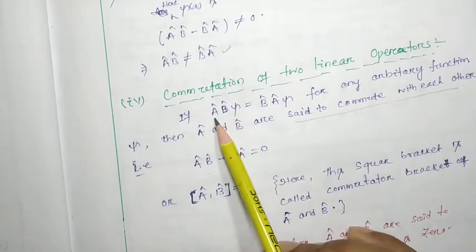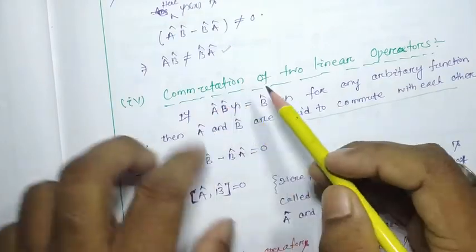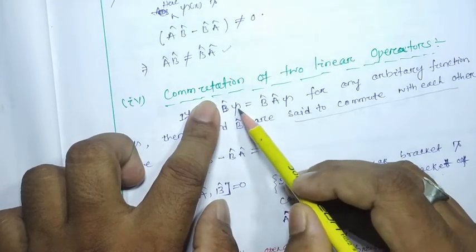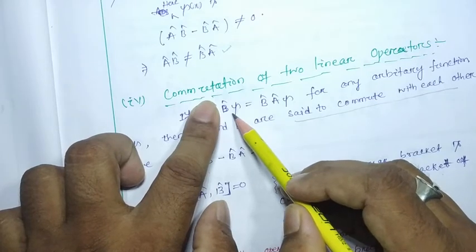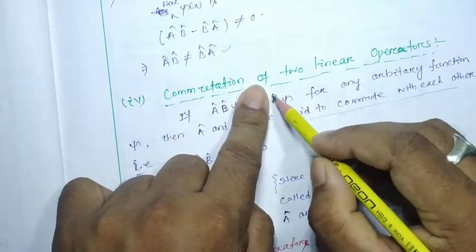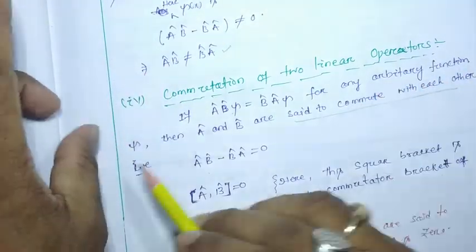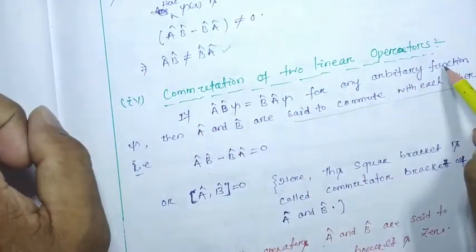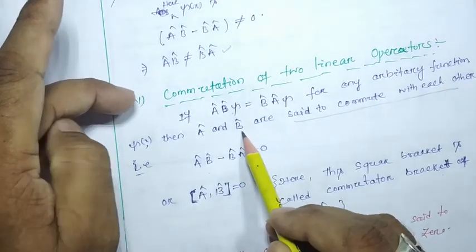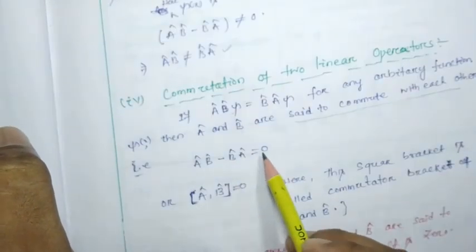That means ÂB̂ψ will be equal to B̂Âψ. Here the left hand side represents that ψ is operated on by the operator B̂ first, then whatever result we got is operated on by Â. But the right hand side tells us that first ψ is operated on by Â, then the result is operated on by B̂. Both are the same. If this condition holds for any arbitrary function ψ(x), then Â and B̂ are said to commute with each other. That is, ÂB̂ minus B̂Â will be equal to 0.